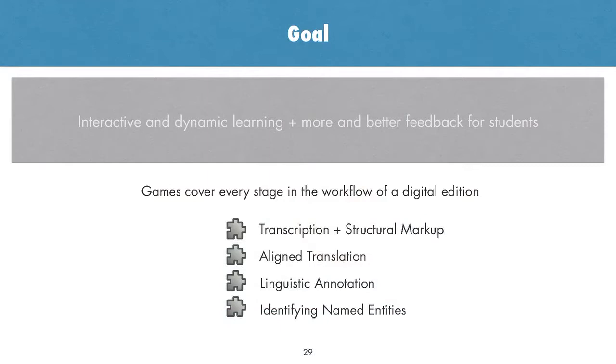A second step, if you want to have a translation for a work, you either have to translate it by yourself or have to look for some translations. So a second step could, for example, be aligned translations. A third step is maybe the linguistic annotation, because you want to enrich your data or your already digital corpus with linguistic or morpholinguistical information. And the fourth step could be identifying named entities within the text. So out of all these steps, you can imagine making some games.